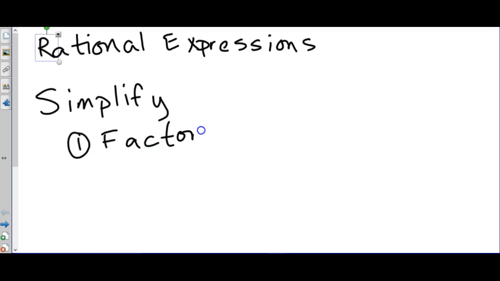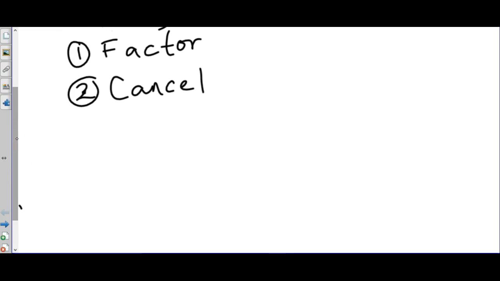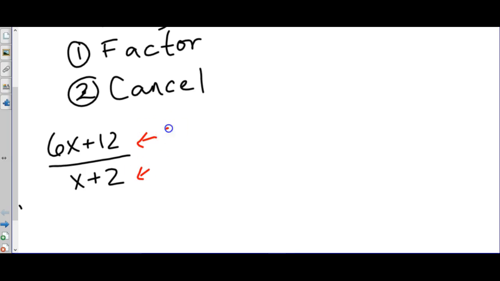Now the factoring step can be a problem though, because there are so many different ways you can factor. So let's start with the easiest way to factor. Let's say we have 6x plus 12 over x plus 2. We're going to start by doing greatest common factor. We want to check each of these and see, is there anything that divides into both numbers?